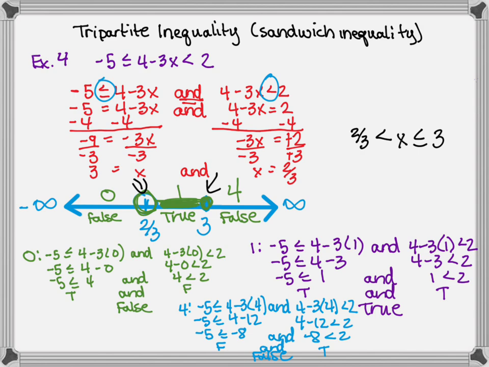That's inequality form. For interval notation, smaller number comma larger number. So 2/3 comma 3. 2/3 is not included, so curved parenthesis. 3 is included, squared off bracket. So there's my solution.